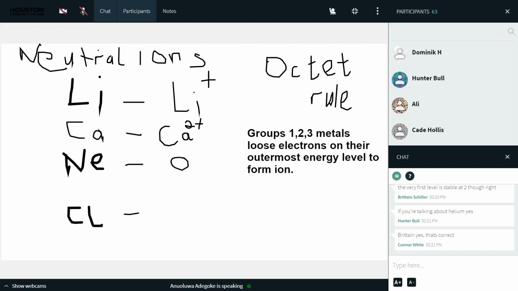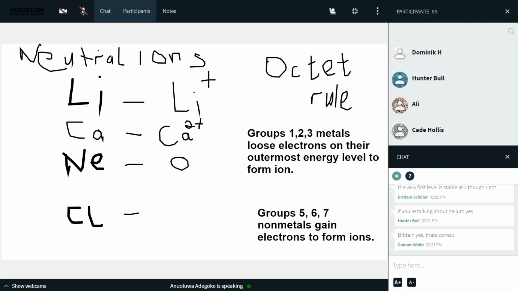Group 5, 6, 7 non-metals gain electrons to form ions. Now chlorine is right there in group 7.